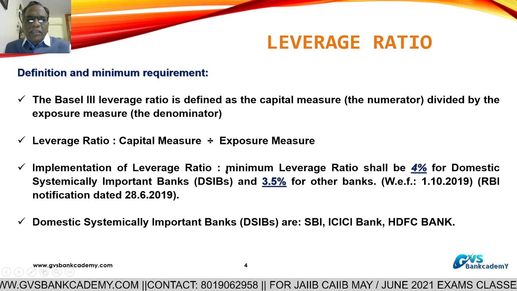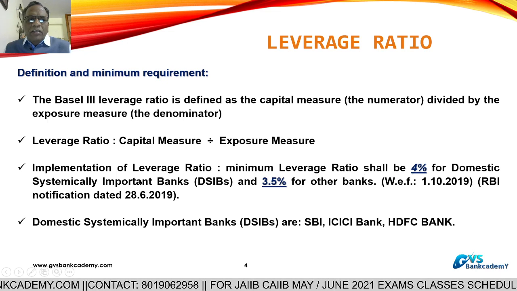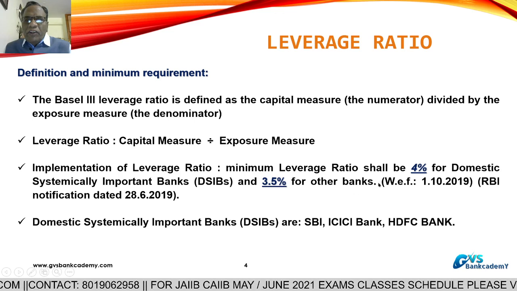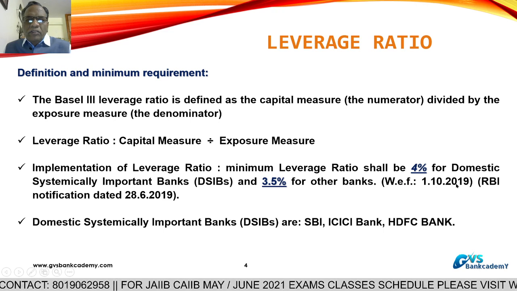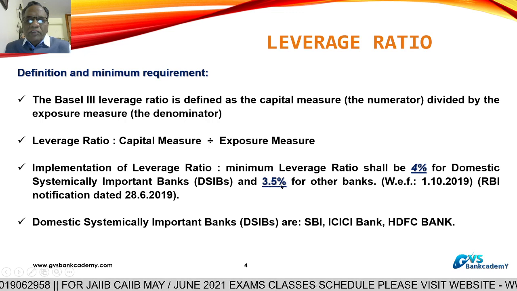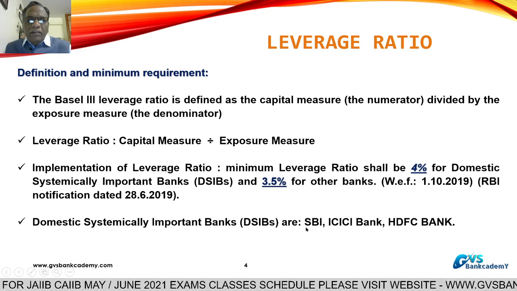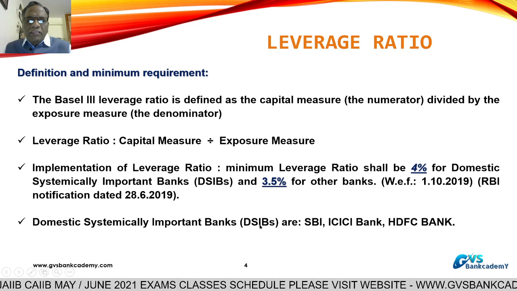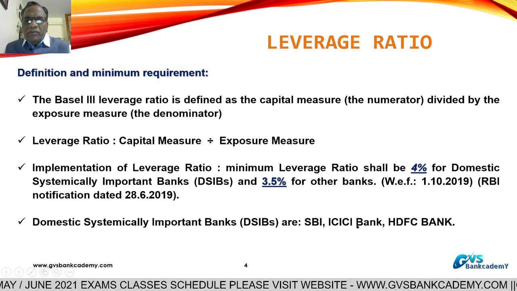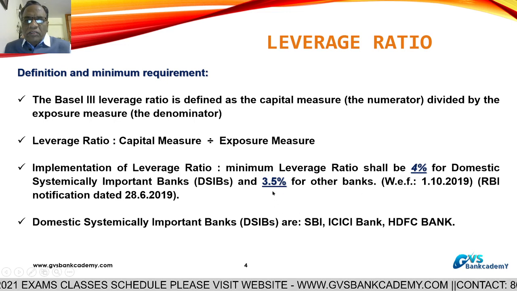Implementation of leverage ratio in the Indian banking industry. Presently, the minimum leverage ratio shall be 4% for domestic systemically important banks and 3.5% for other banks with effect from 1st October 2019. So for the big banks, that is 4%, and for all other banks, that is 3.5%. What are the domestic systemically important banks? As of today, the D-SIBs are SBI, ICICI Bank, and HDFC Bank. For these 3 banks, the leverage ratio is 4%. For all other banks, it is 3.5%.